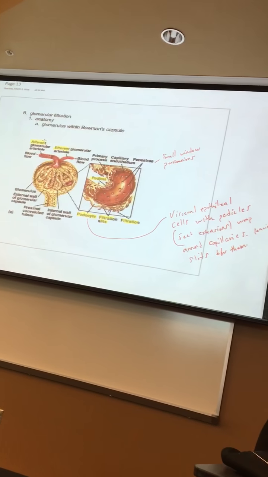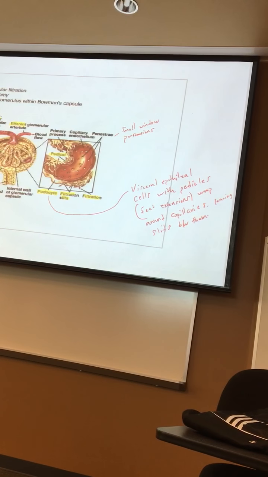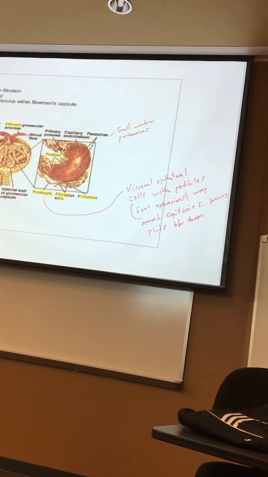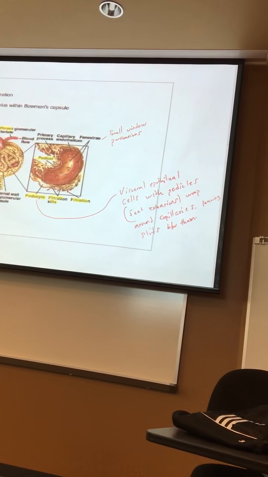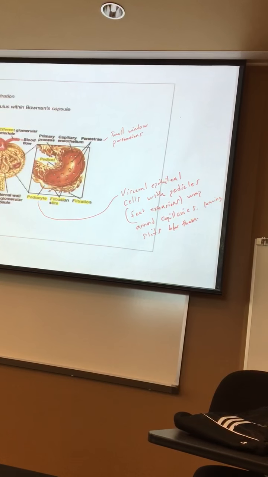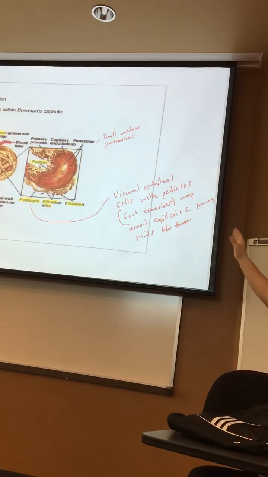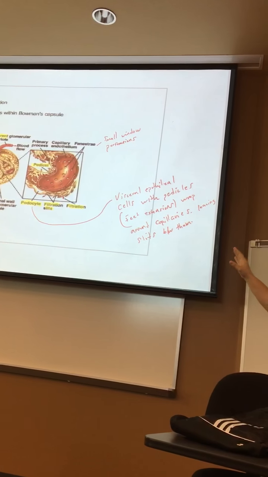This is a little bit of anatomy, but it's not clear. I'm just going to go over it real quick. So basically, the fenestrations are actually holes in the capillaries themselves. Has nothing to do with the podocytes or the pedicles. The slits are what's part of the pedicles. All right, so don't get that confused.